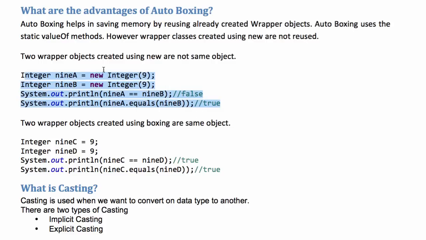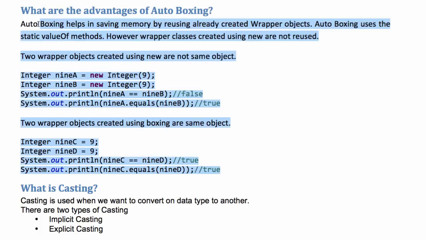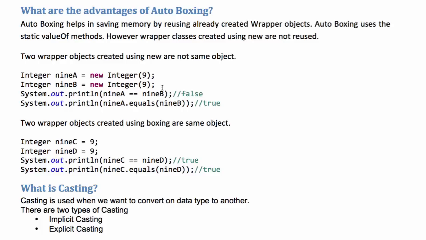So that's what you'd see here in this example. If I'm doing a new Integer(9) twice, both are not the same object. They're equal, but they are not the same object. They are two different objects. And here when I do 9c = 9, 9d = 9, they are both the same object. So since they are the same object, they are equal as well. That's basically the biggest advantage of autoboxing. Autoboxing reuses the wrapper objects which are already created, so it's better to go for autoboxing.